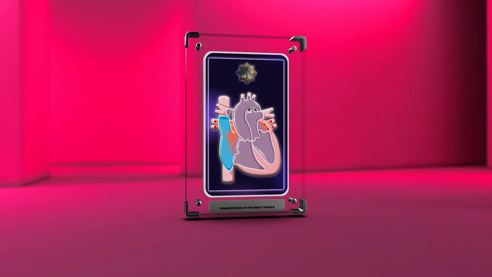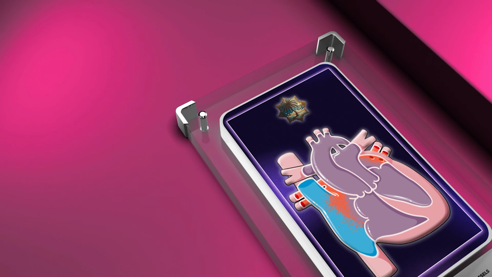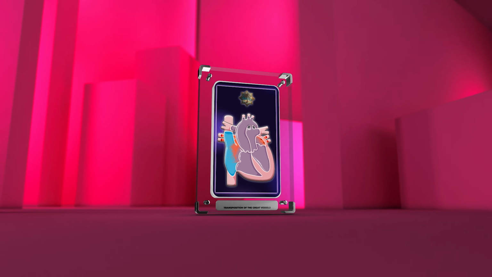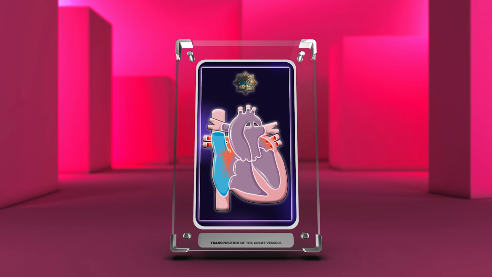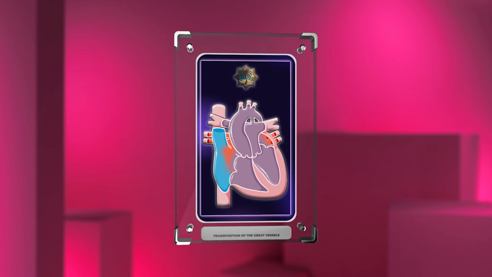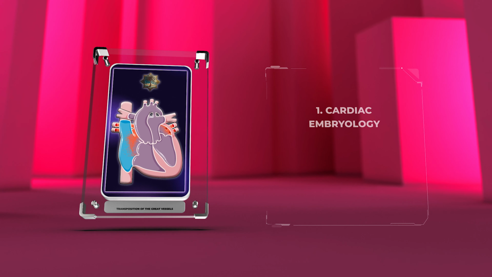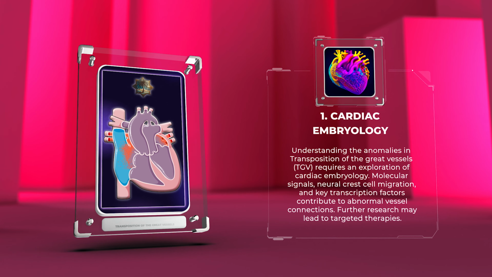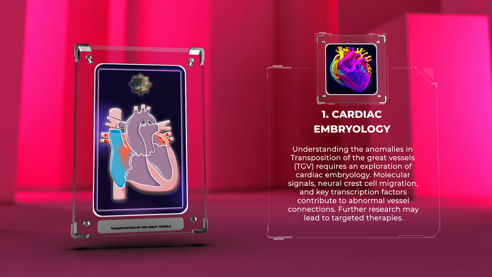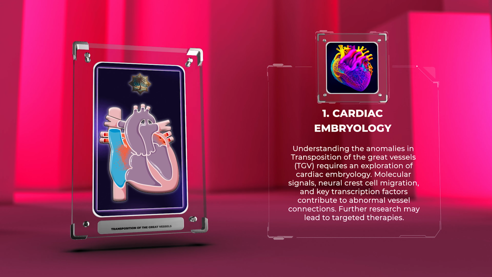Welcome to today's lecture on transposition of the great arteries, TGA, a congenital heart defect where the aorta and pulmonary artery are reversed. We'll cover its molecular mechanisms, pathophysiology, management, imaging, associated syndromes, and the challenges of transitioning patients to adult care. Understanding the anomalies in transposition of the great vessels, TGV, requires an exploration of cardiac embryology. Molecular signals, neural crest cell migration, and key transcription factors contribute to abnormal vessel connections.